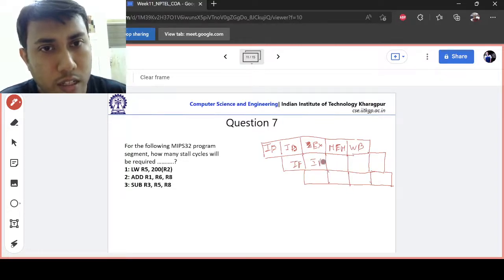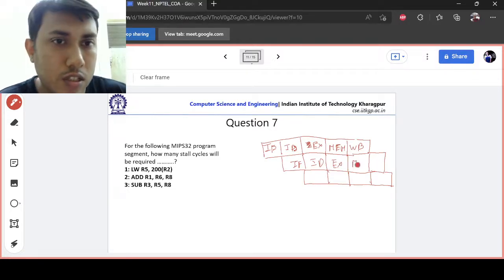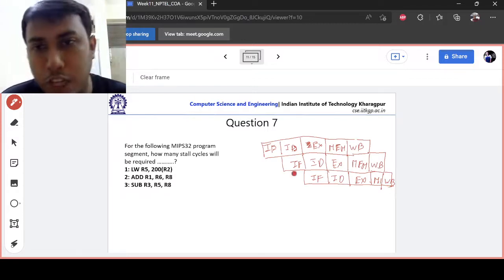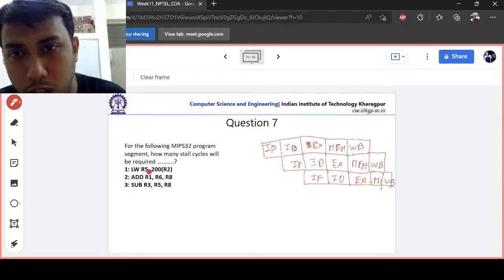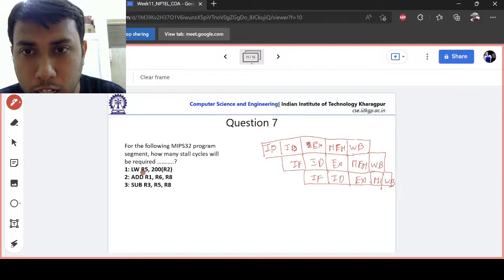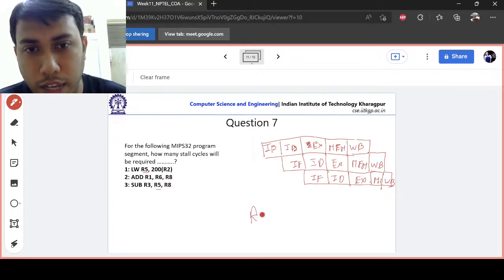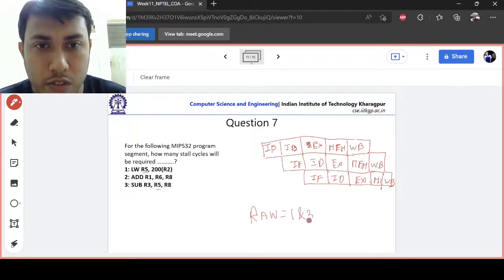IF, ID, EX, IF, ID, EX, W. Okay. So if you check only one data item, we have a possible RAW hazard, only one RAW hazard possible, that is between 1 and 3.